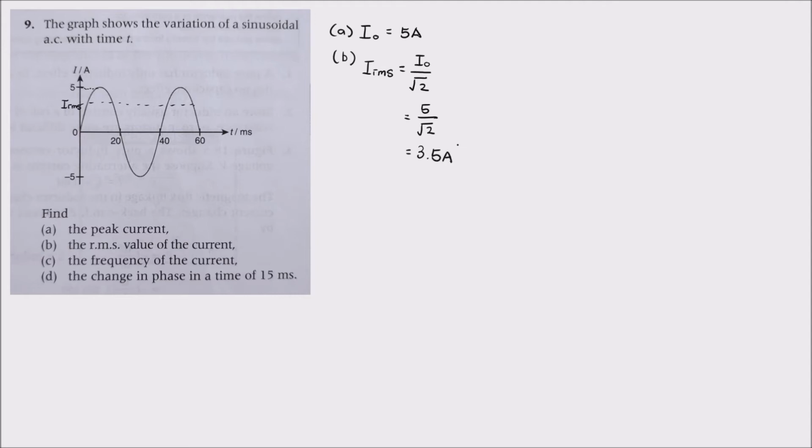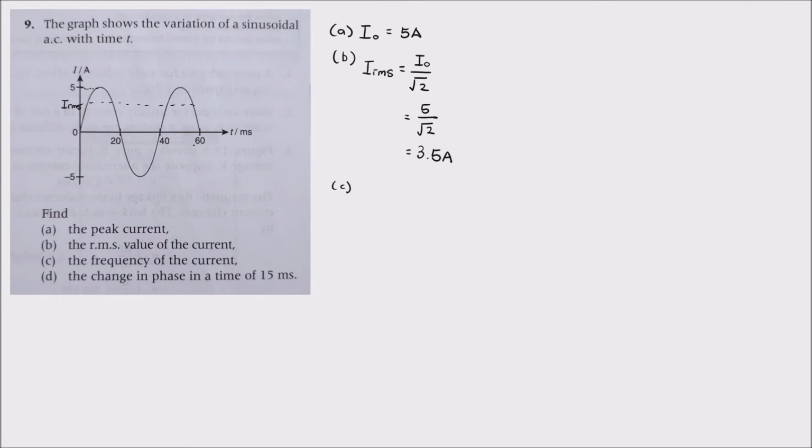Okay, so that's our RMS value for our current. Let's move on to C. C asks for the frequency of the current. In order to obtain the frequency, we have to know that frequency you can obtain using various ways. For this case, it's just current only. There's no relation to voltage.